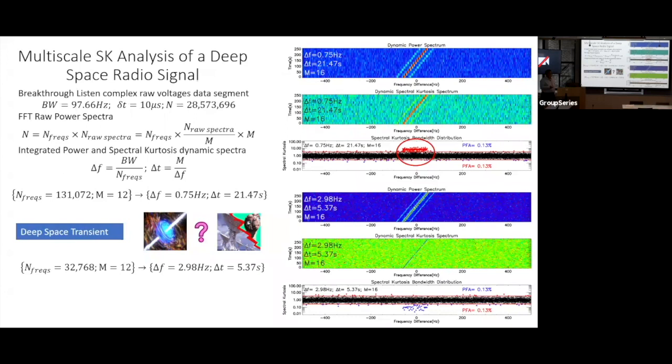Okay, so you see that if you change the frequency resolution and the time resolution from 21 seconds to 5 seconds, you integrate for sure, but you reduce the number of frequency channels a lot. You can manipulate your data. You still get the same picture, but the spectral kurtosis is now below 1. So then you say, oh, what is this? For sure, you say it's not a Gaussian distributed signal. So it should be a deep space technosignature.